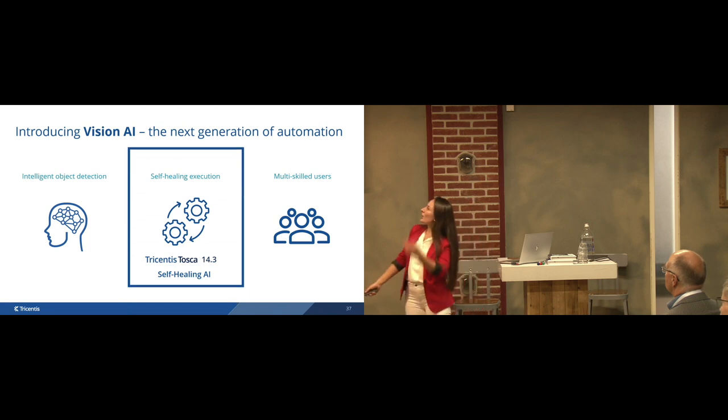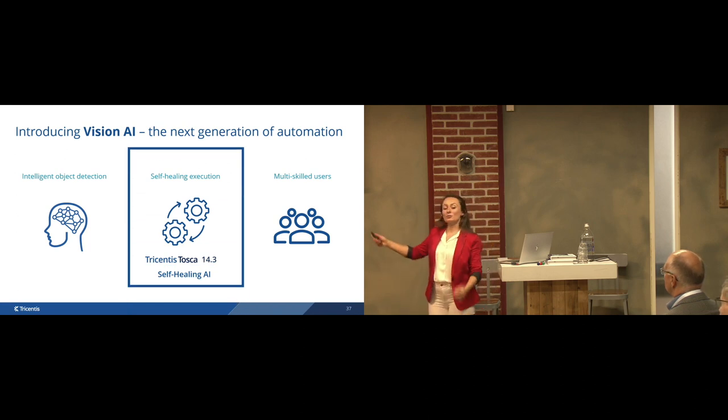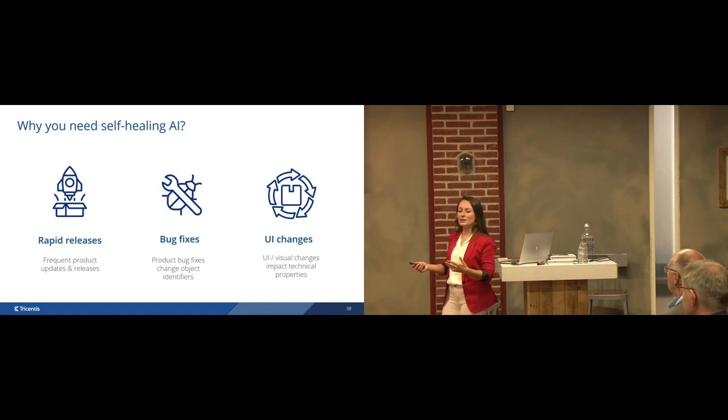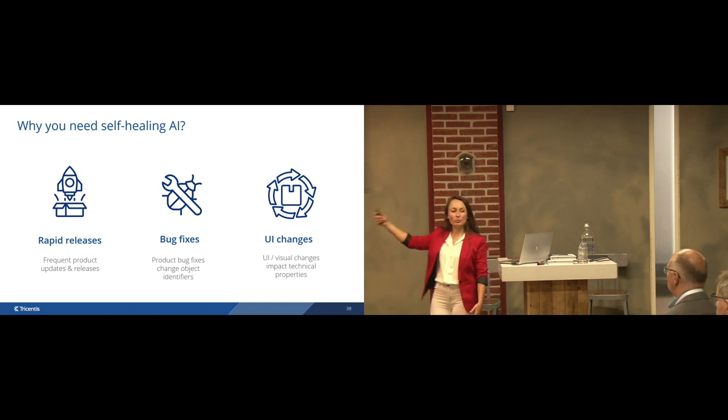Okay, let's now move on to self-healing AI. As I mentioned earlier, we recently launched this with Tosca 14.3. It's available for both our Vision AI and our TBox engine. Why do we need it? Well, didn't we just say that AI-powered automation works already? Like, if an OK button changes in color or shape or position, Vision AI will be able to detect that. However, if it significantly changes, that is when we also need self-healing AI to kick in. And that can happen when you have rapid releases, bug fixes, or UI changes.